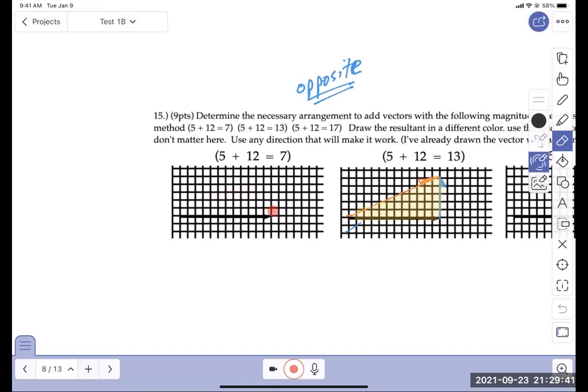You would find out how long 5 units is. I'm going to use my ruler. 1, 2, 3, 4, 5. If I had a compass, I would just draw a circle with the radius of 5. There it is, and let's go blue. 1, 2, 3, 4, 5. It looks like it's right there. Okay, then I'm going to go here.